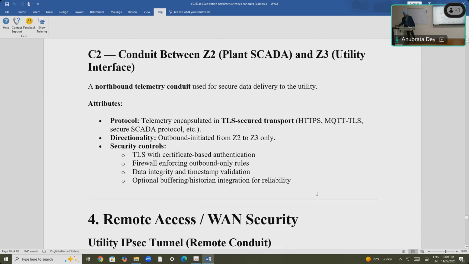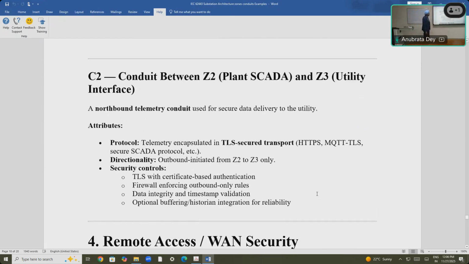Conduit 2 is between plant SCADA and utility interface. Okay, so it's a TLS secure transport. In this case, you are going to use just HTTP or MQTT. Okay, by the way, MQTT protocol they use in IoTs. Okay, we haven't talked much about that. Okay, it's outbound initiator from zone 2 to zone 3. Other way around, nothing happens there. Okay, so these are security controls. TLS, firewall, enforcing outbound only rules. Okay, data integrity, timestamp, and if there is any buffering that you want to do.